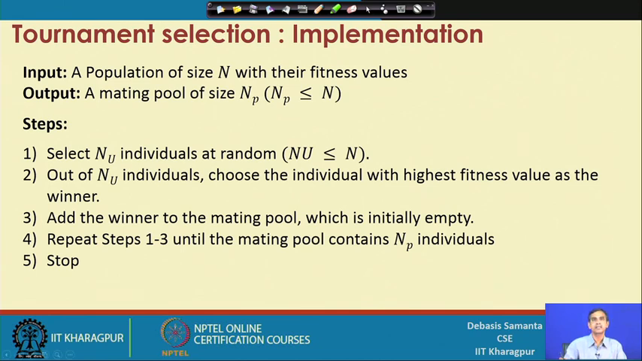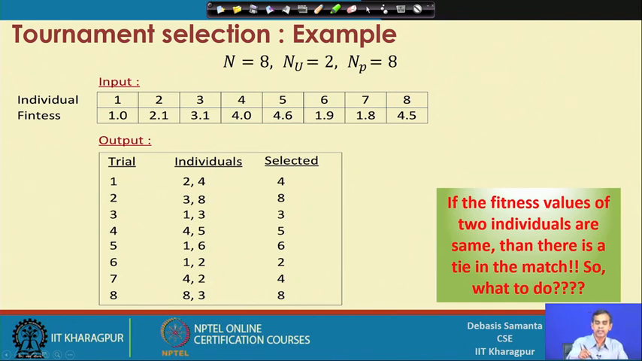Let us illustrate this strategy with an example. In this example we can see n, the total number of individuals, is 8, and we have to select 8 individuals for the mating pool. That means NP equals 8 and n is also 8 here. Now, we select NU, the size of the tournament, as 2 for simplicity and illustration purposes. So, here in the first trial, we select individuals at random: 2 and 4 are selected. Out of these 2 and 4, the winner is 4 because it has the highest fitness value. So, 4 is selected. So, this is the first trial.